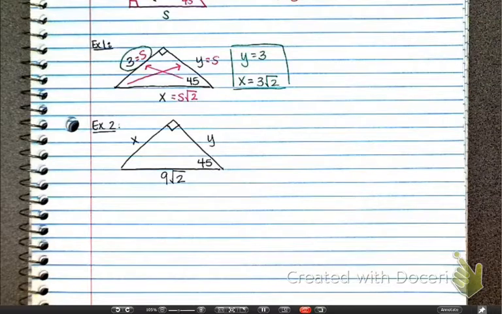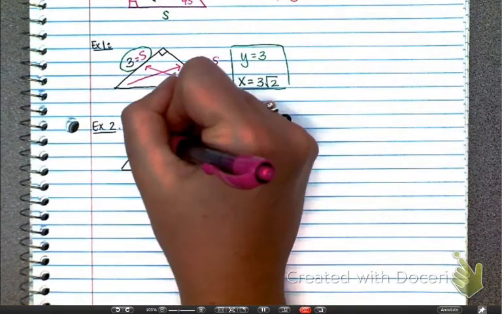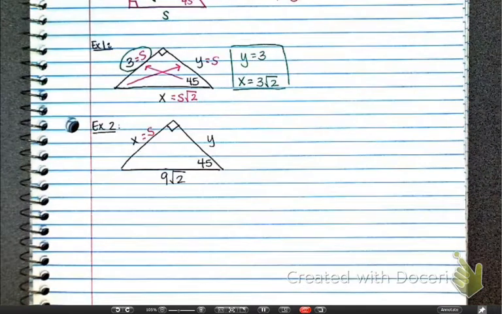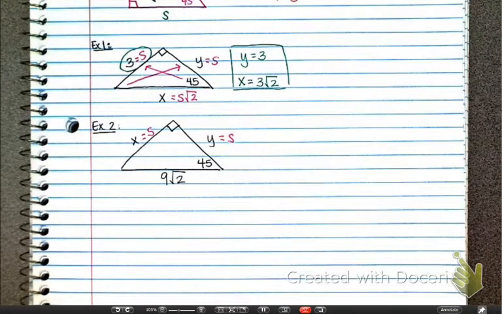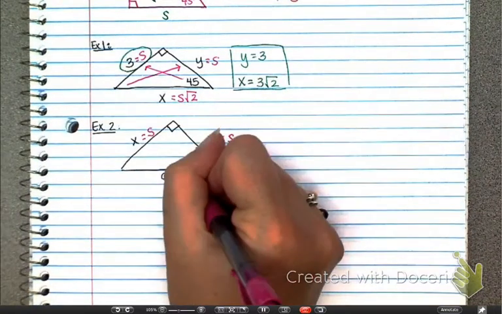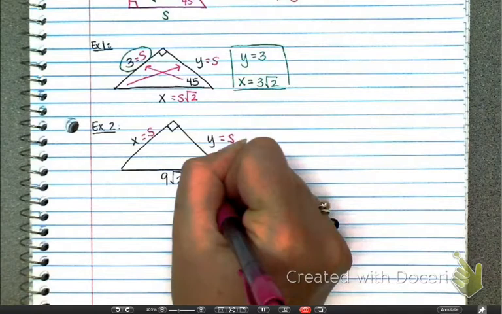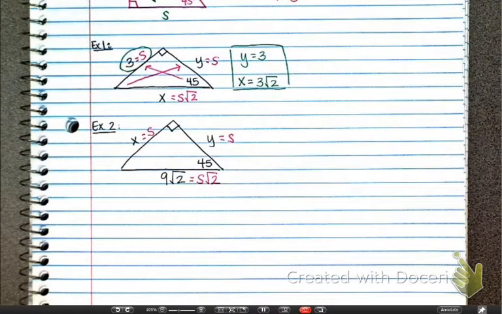What's step 1? Label the sides. So across from 45 is S. What's across from 90? S radical 2.